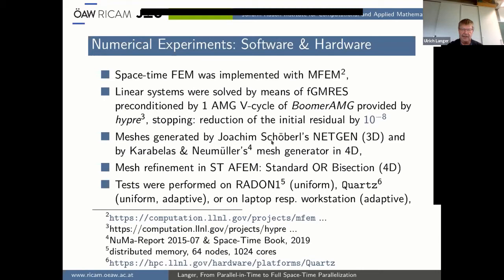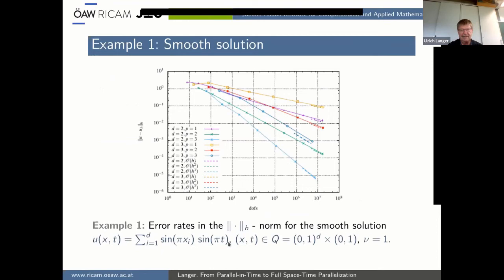The mesh generator is from Joachim Schöberl's Netgen in 3D and from Karabelas and Neumüller in 4D. Pentatopes, mesh refinement standard or bisection. And the tests here are performed on Radon1. This is a local distributed memory computer. So a smooth solution here, sine. And of course, we recover the full rates with uniform refinement in 2D and in 3D.